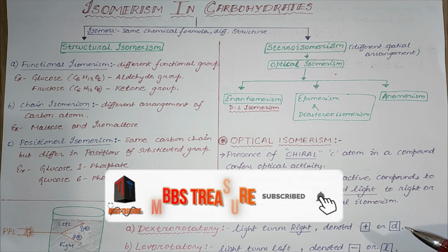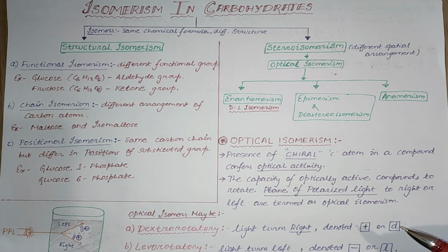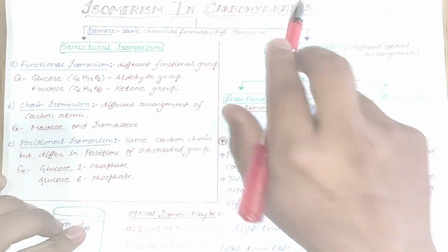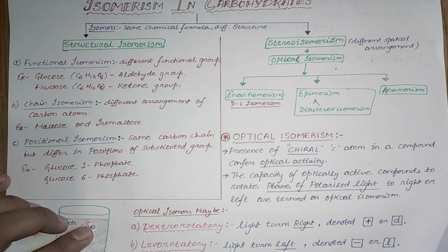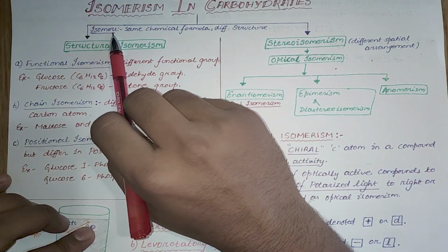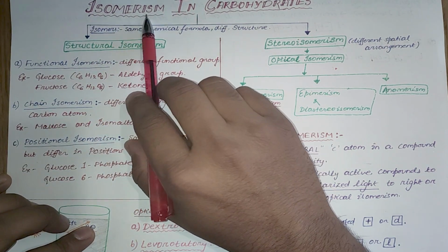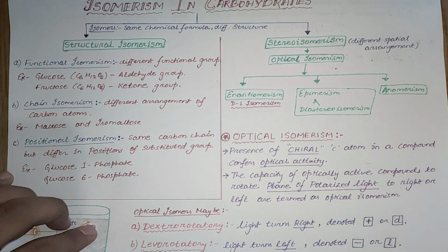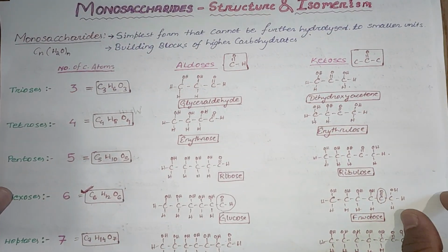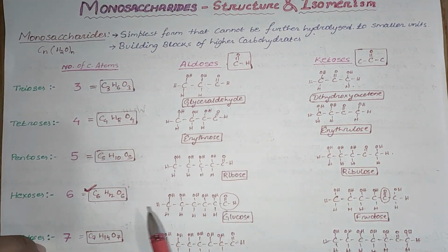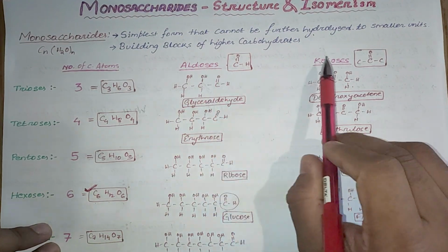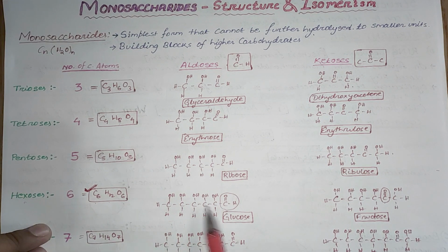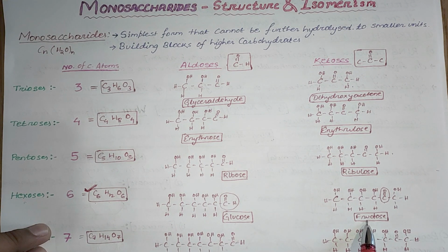Today we are going to discuss a very important as well as interesting topic, that is isomerism in carbohydrates. In this topic, today we will discuss what isomers are and what the different types of isomerism shown in the carbohydrates are. In my previous video, I said that there are aldoses and ketoses, and examples of hexoses are glucose as well as fructose.